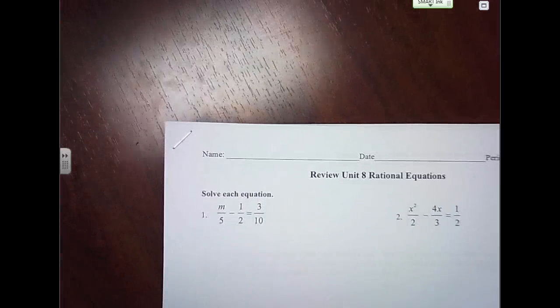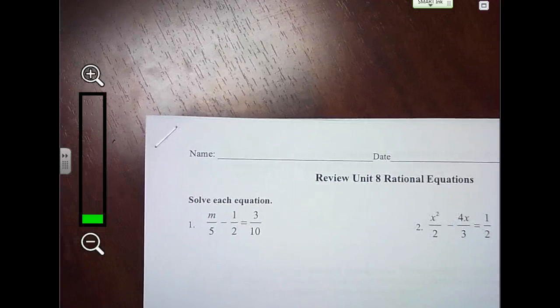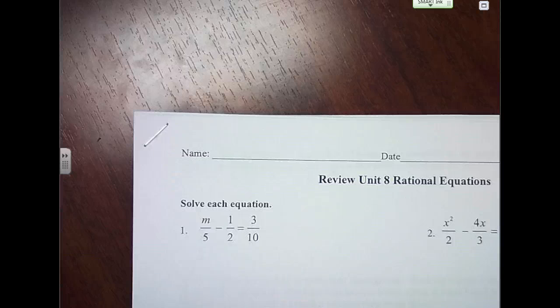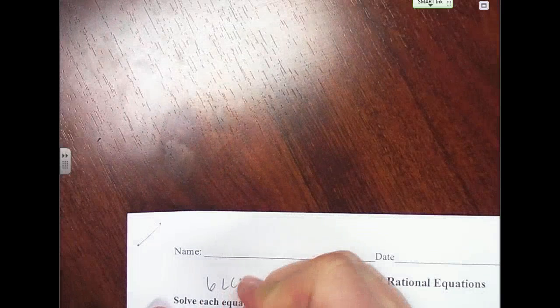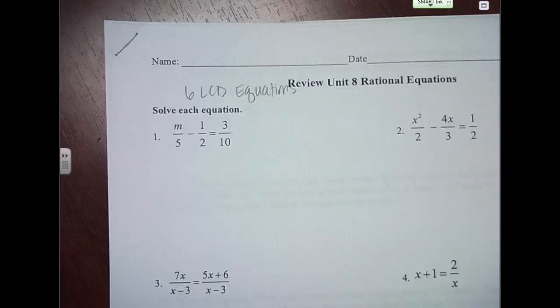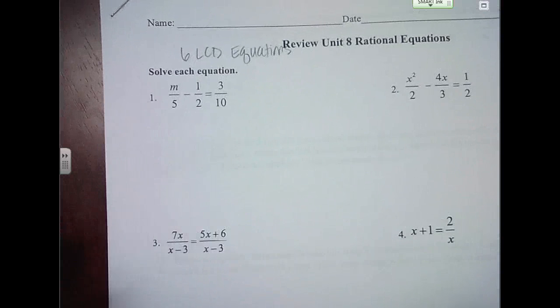Okay, so let's look at the review for your test for tomorrow. And I am going to omit some of the questions, so we're going to go through and do ones just like that are on the test. Okay, so on the test, there are 6 problems. There are 6 LCD equations. Total of 6. Okay, so we're going to do a couple, we'll probably do 1 through 5.